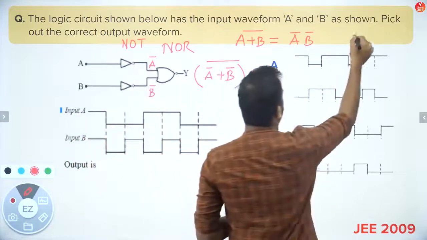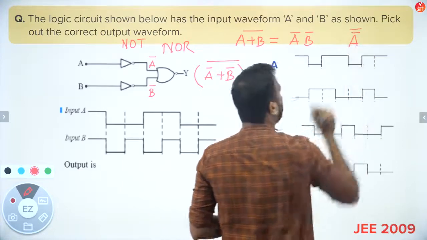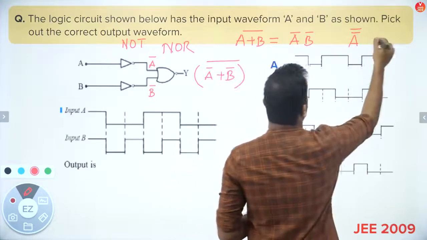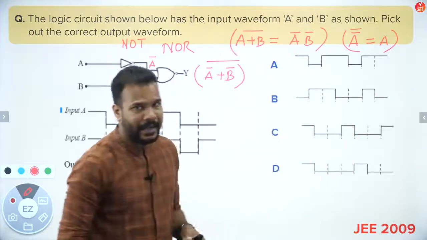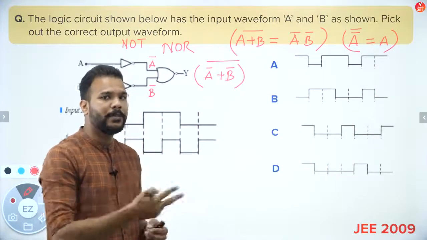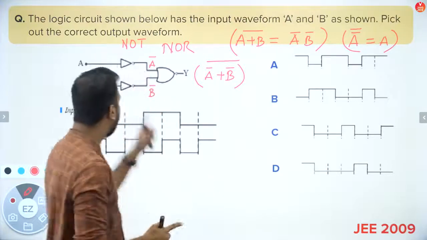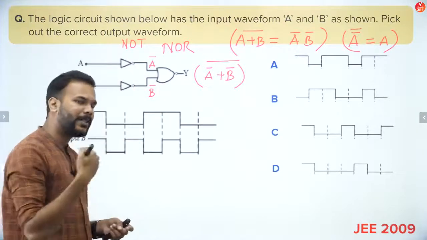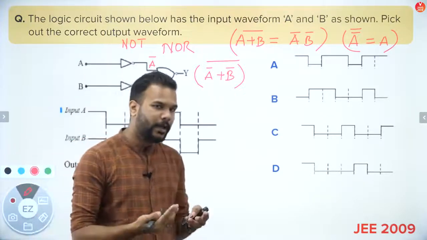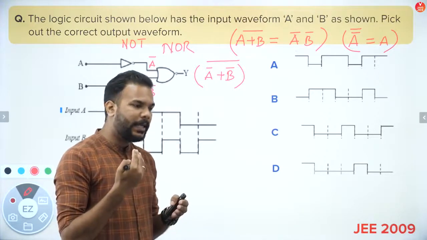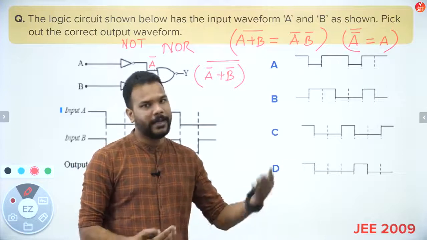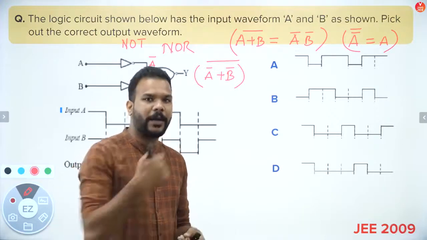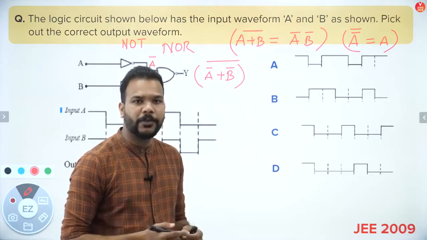Also, there is one more property that we should know, that A double bar is equal to A, which means what? It says that if you pass an input two times through a NOT gate, then the output becomes the same as what you started off with. For example, if I start with input 1, it passes through a NOT gate, becomes 0. Again passes through a NOT gate, that 0 becomes 1. So you started with 1, ended with 1. Same will happen if you start with 0.